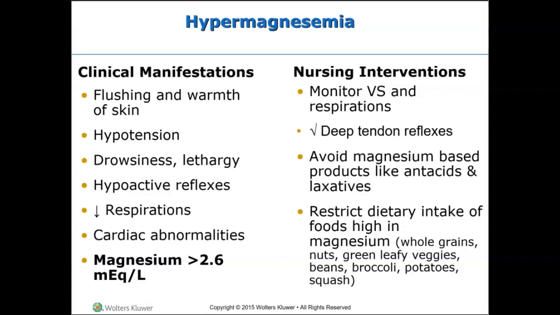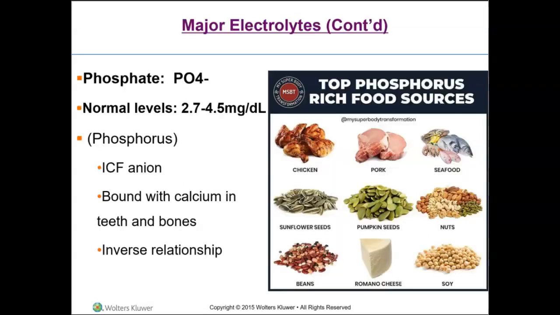Okay, so again, magnesium-based foods. You just had nutrition, so you should be able to answer any questions about this on the test accurately, right? So whole grains, leafy veggies, broccoli, squash, those kinds of things. Nuts have a lot of phosphorus in them.